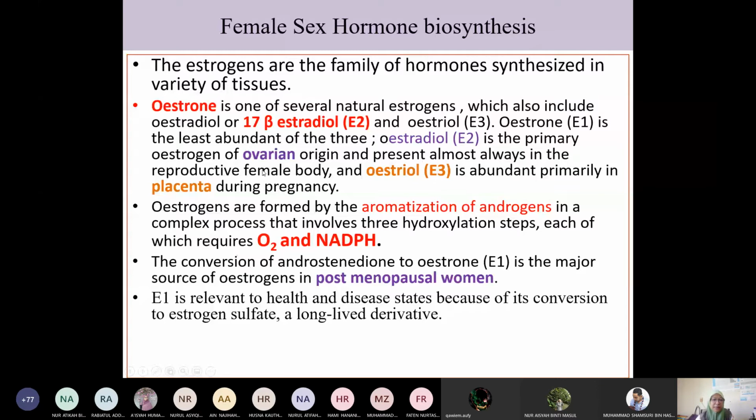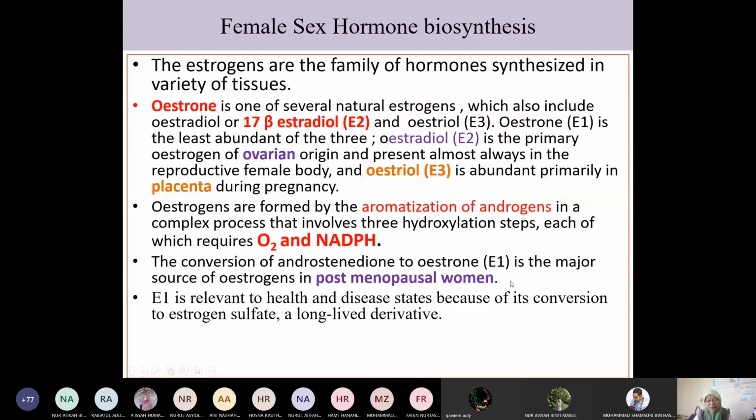Okay, E3 is abundant primarily in the placenta during pregnancy. This is how their concentration in ladies will be different in terms of time. Estrogens are formed by the aromatization of androgen. That aromatization requires NADPH and oxygen.